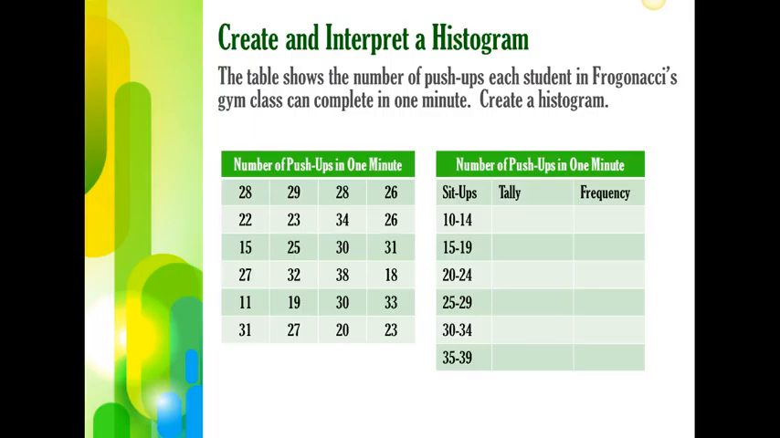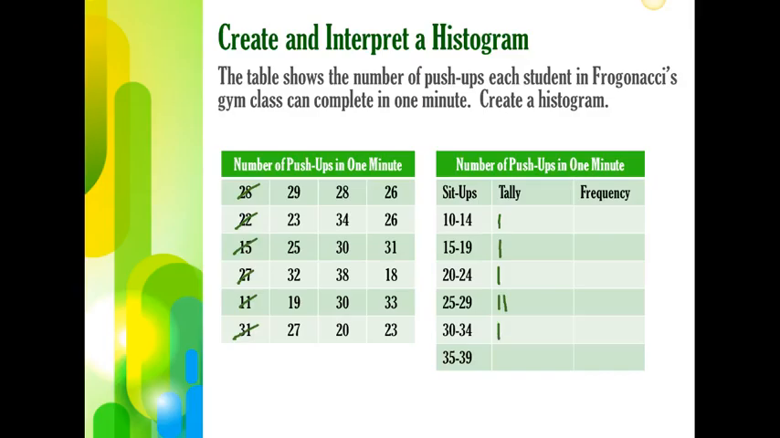The next step is to tally the data. To do this, we will take each data value and make a mark in its interval. We'll start with 28, which falls between 25 and 29, so I'll make one tally mark there. Next we'll do 22, which goes in the 20 to 24 interval, 15, which goes in 15 to 19, 27, which also goes in 25 to 29, 11, which goes in 10 to 14, and 31, which goes in the 30 to 34 interval.